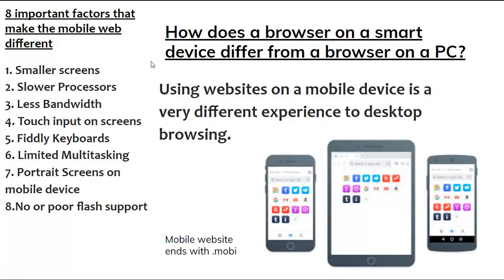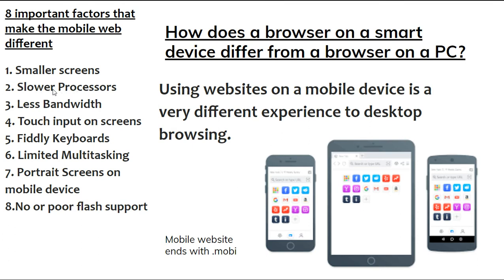How does a browser on a smart device differ from a browser on a PC? Using websites on a mobile device is a very different experience to desktop browsing. Number one, a mobile website ends with .mobi. When people create websites, they often are not thinking about the fact that most people are going to view them on their phone. You need to make sure that the web page can allow smaller screens.